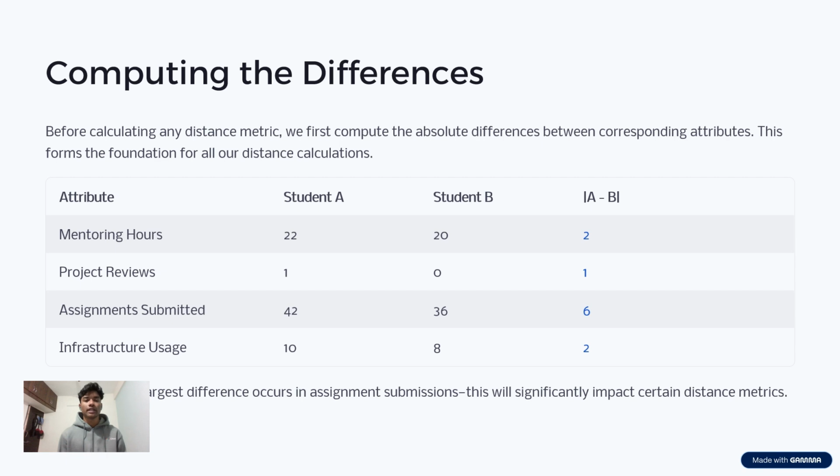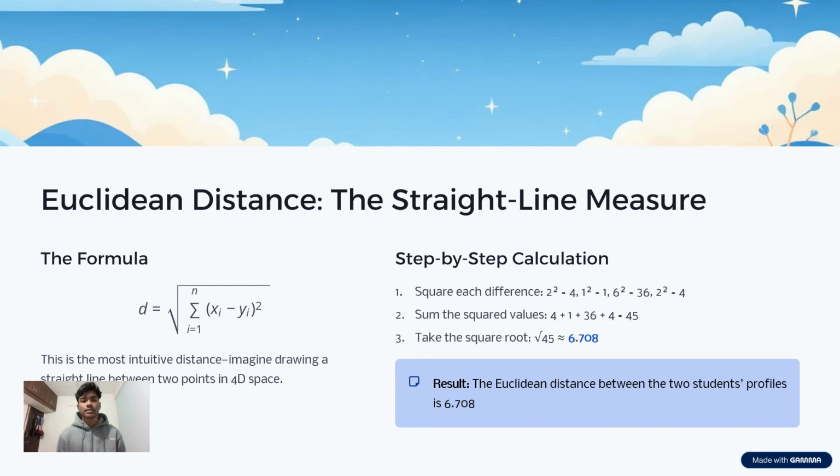Now let's talk about the Euclidean distance. Euclidean distance represents the straight line distance between two points in multidimensional space. The steps here are: number one, square each difference, then add them up, and take the square root. For our example calculation, 4 plus 1 plus 36 plus 4 equals 45. The square root of 45 is approximately 6.708. This tells us the direct geometric distance between the two profiles.